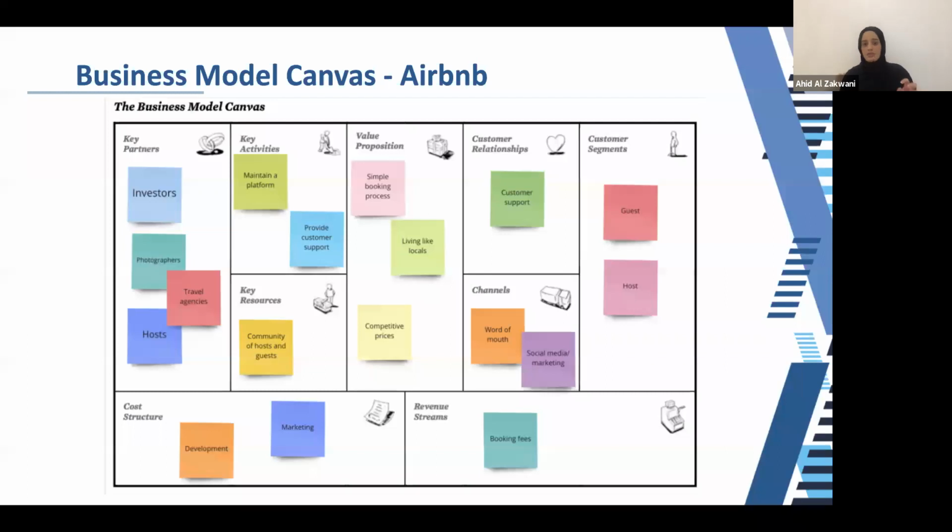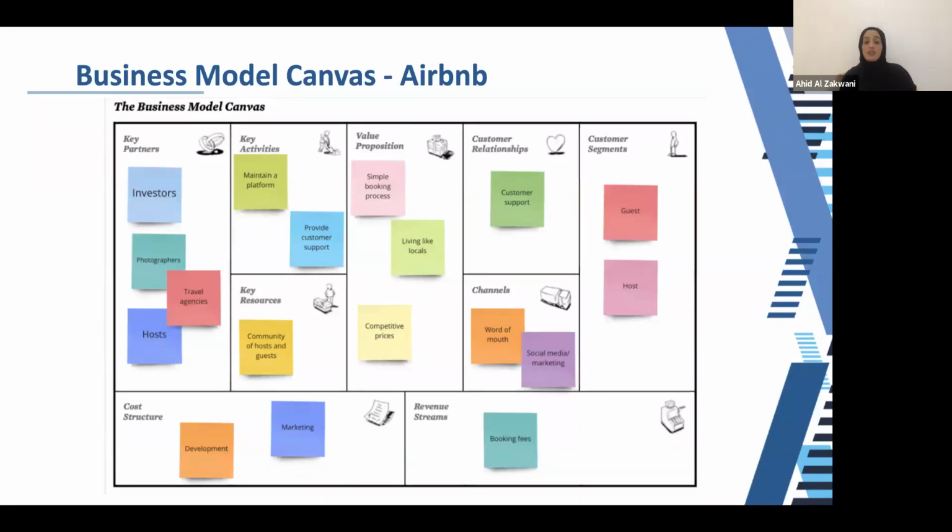Customer relationships. What are the ways that you will communicate with your customers to know what they think and what they want from your product? For Airbnb, it's customer support, for example.